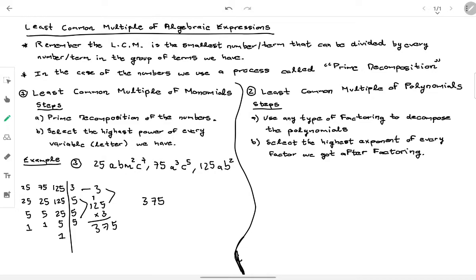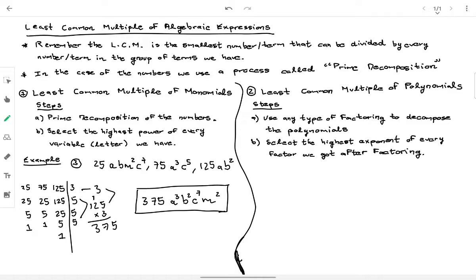Then with the letters, remember we need to write every letter we have in alphabetical order. It's going to be A, B, C, and M. And we need to select the highest power. In the case of A, it's cubed. In the case of B, it's squared. In the case of C, it's to the 7. And in the case of M, it's squared. And that will be the least common multiple between those three monomials.